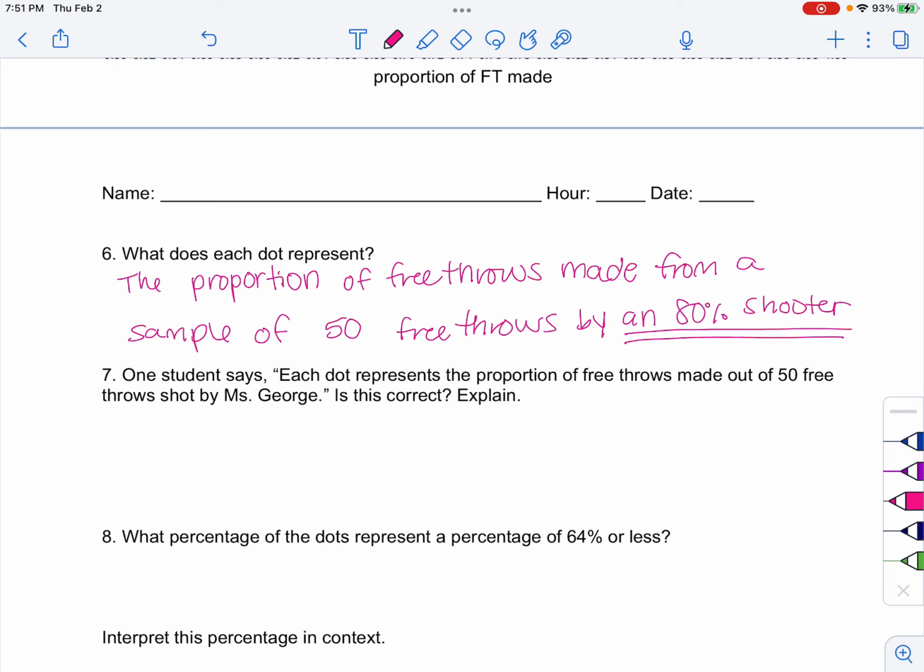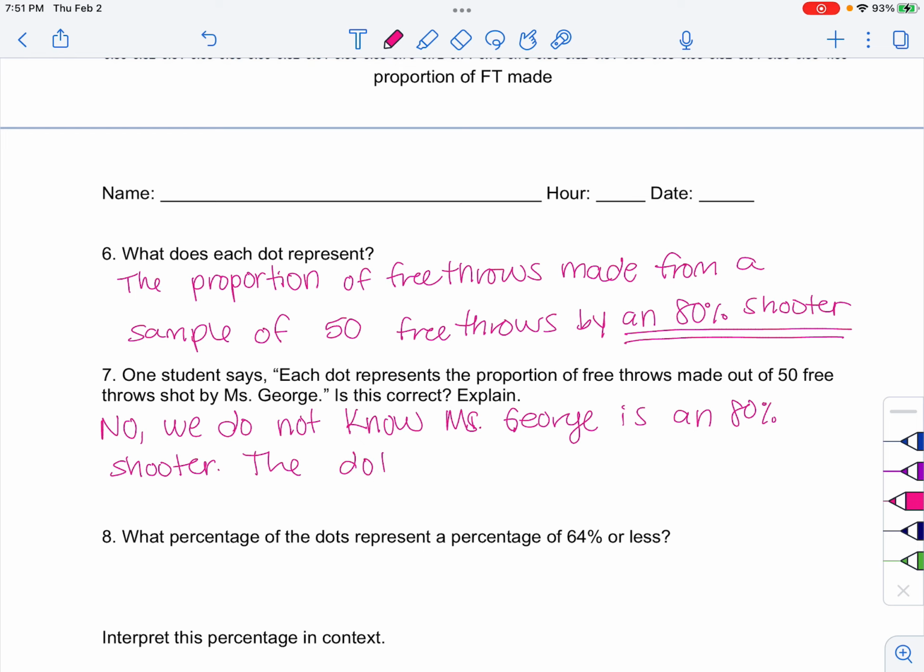Now we just went over what each dot represents, but just to reiterate, no, this is not true because we do not know for sure that Miss George is an 80% free throw shooter. The dots represent an 80% shooter. So be very careful. Don't say that it represents my shots or whatever your context is because you don't know that yet.